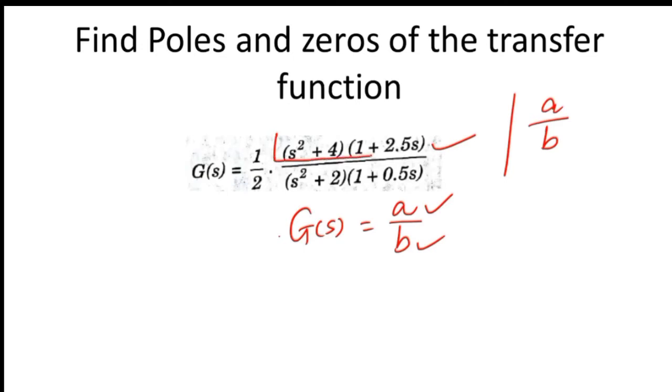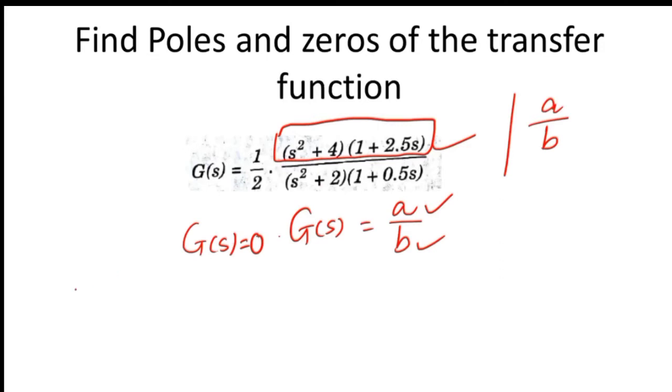So suppose if this value is equal to 0, the value in the numerator becomes 0, then the value of G of S will also become 0.